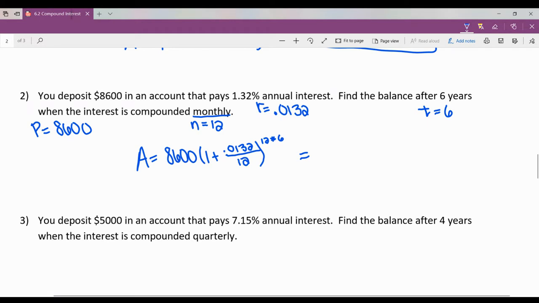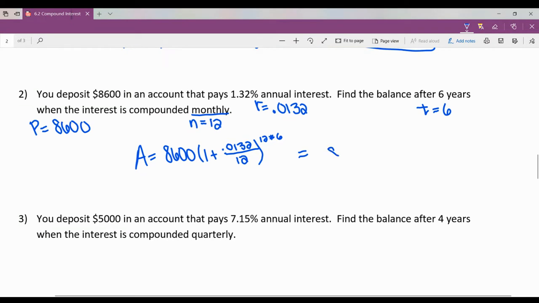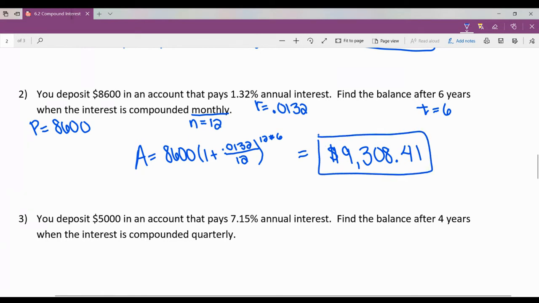So that's going to equal, all right, so I take my calculator and I'm going to do 0.0132. I'm going to divide that by 12. Then I add 1 to that number. Then I raise it to the exponent of 12 times 6, which is 72. And then I'm going to multiply that by 8,600. And now my amount in my account is going to equal $9,308.41. Okay, on to the next one.